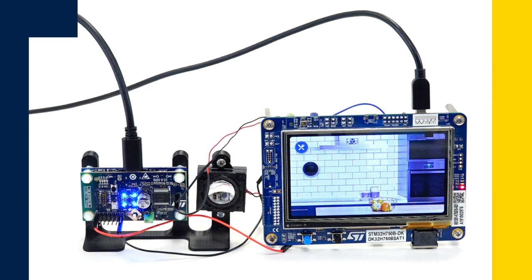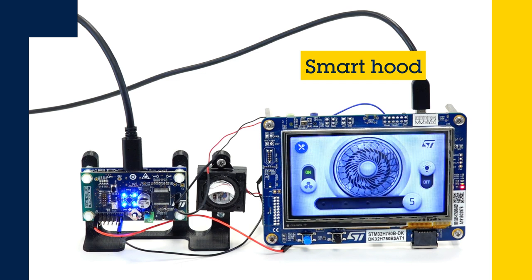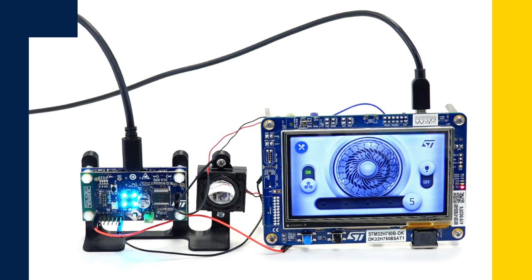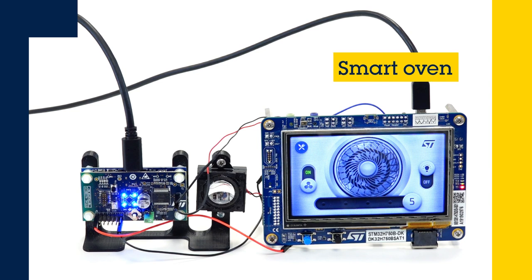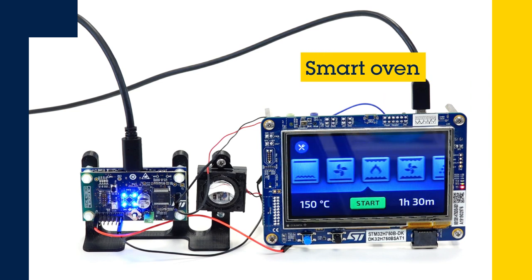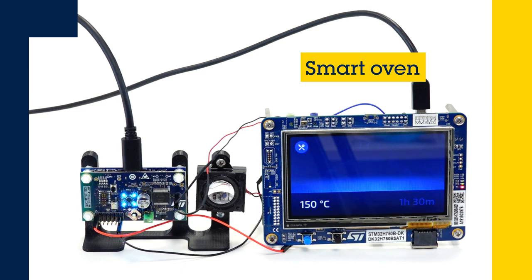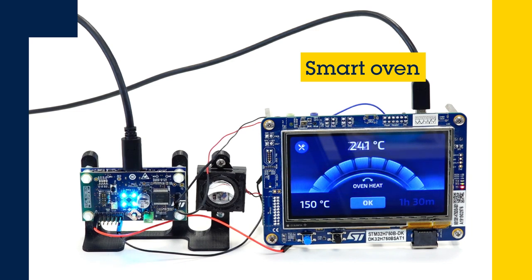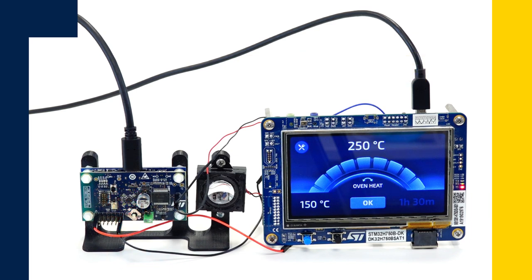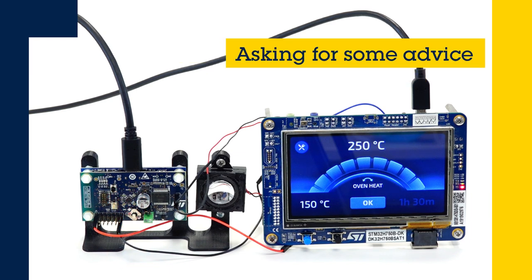So let's start. Alexa, set hood speed to the maximum. Okay. Alexa, set oven in grill mode. Okay. Alexa, set oven temperature to 250 degrees. Is set to 250. We can also augment device capabilities asking for some advices.